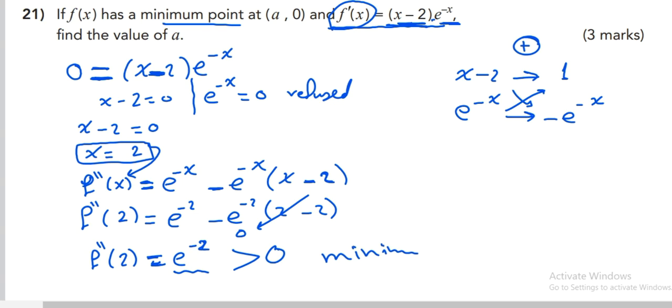So here if we put x equal 2 in this expression, you will get a minimum point, so a equal 2. Why a equal 2? Because a is in the place of x, and we said the value of x which makes this point a minimum is x equal 2, then a equal 2, and this is the final answer.